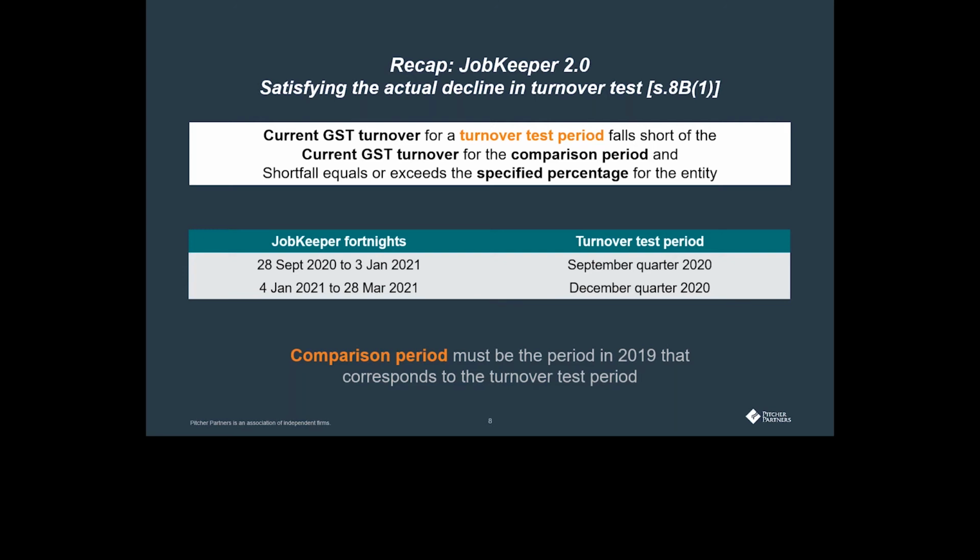So you need to satisfy the threshold decline in turnover in order to access the JobKeeper under the new extension provisions. For the period of the second extension, you're then looking at the December quarter turnover and comparing that to 2019 to make sure that your decline in turnover at least equals or exceeds the specified percentage that I just went through.